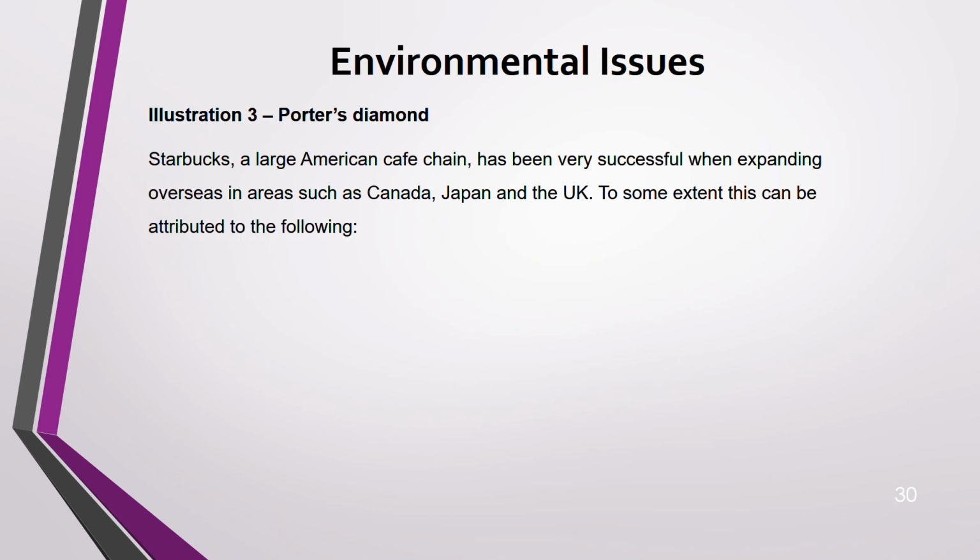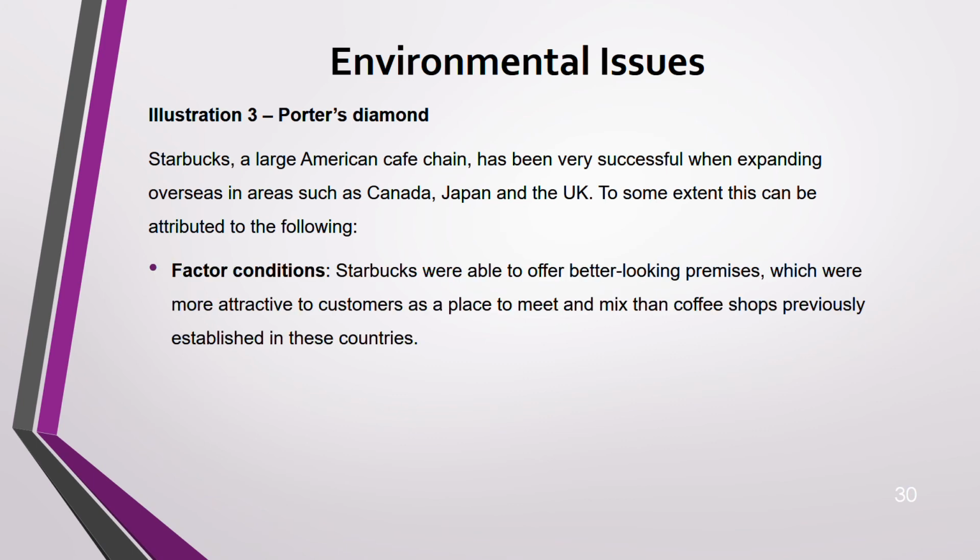Now let us illustrate Porter's diamond through an example. Let's take Starbucks. Starbucks is the largest American cafe chain. We all know it has been successful. It has been expanding into many overseas countries like Canada, Japan, and UK. Why is it so successful? Why is it expanding so much overseas, and why is it so much accepted overseas? There are some reasons for it. Number one, factor condition. What are the factor conditions?